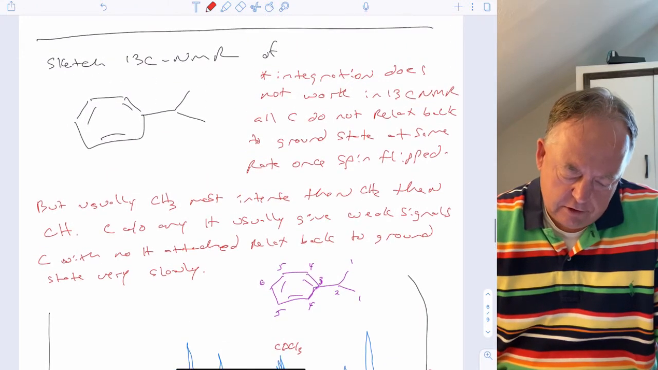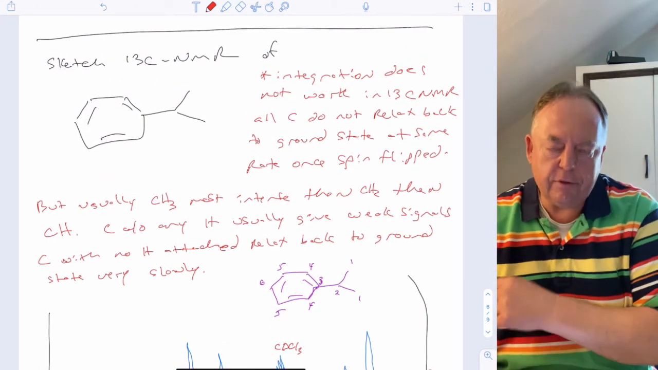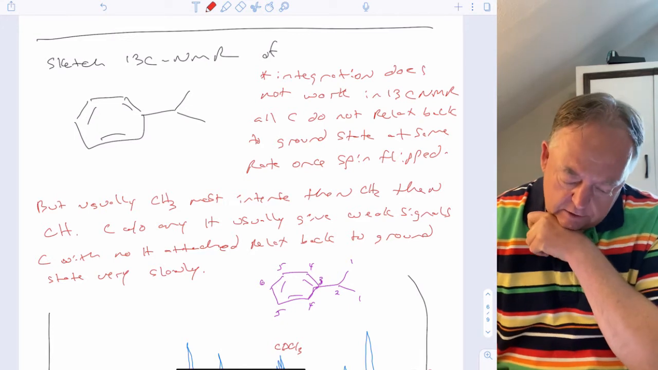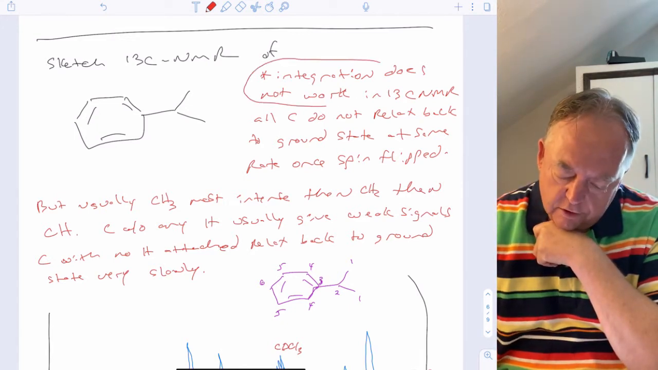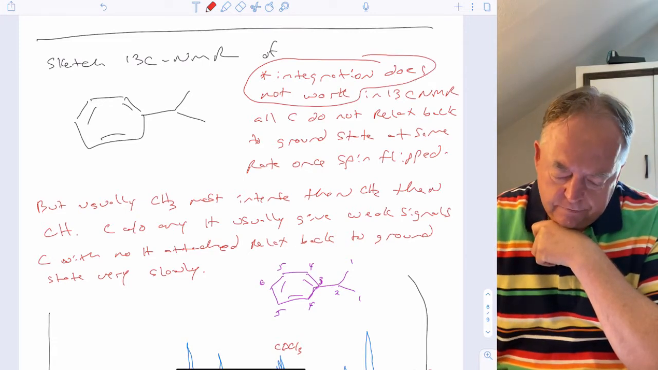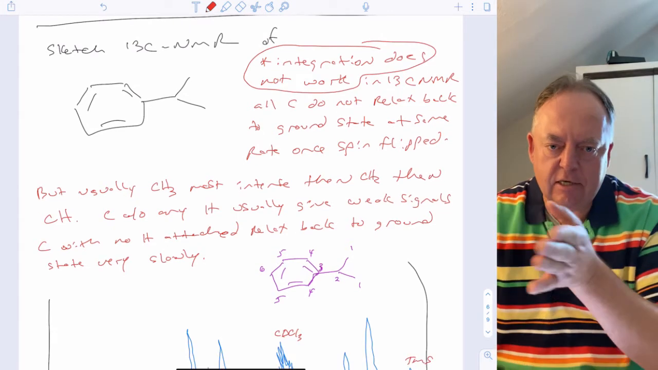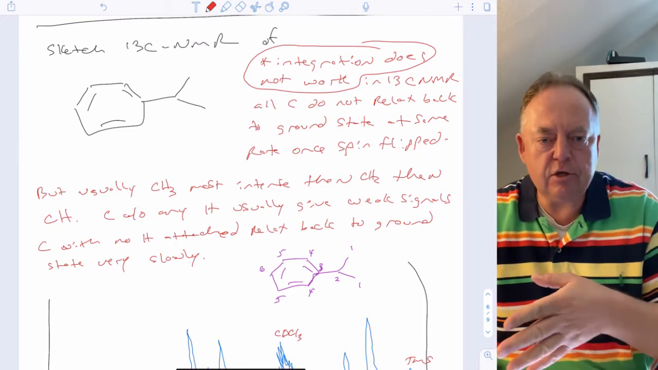Okay, so let's do this. So let's sketch the carbon-13 NMR of this molecule. So one thing to note in carbon-13 is that integration does not work. So proton NMR, you integrate the signal, and that can tell you how many hydrogens are on each carbon.